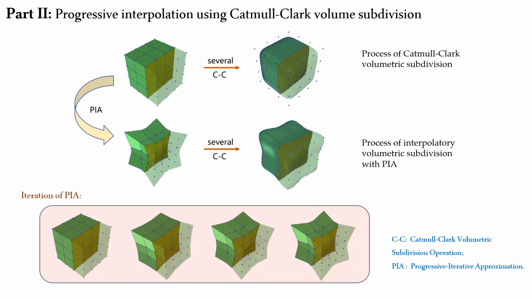The second method we want to show is the PIA method. Before doing Catmull-Clark volumetric subdivision, we transfer the input mesh to a new one by progressive-iterative approximation. Here shows the iteration of this operation. We have proved that after enough iterations, the limit subdivision solids will interpolate the original mesh well.